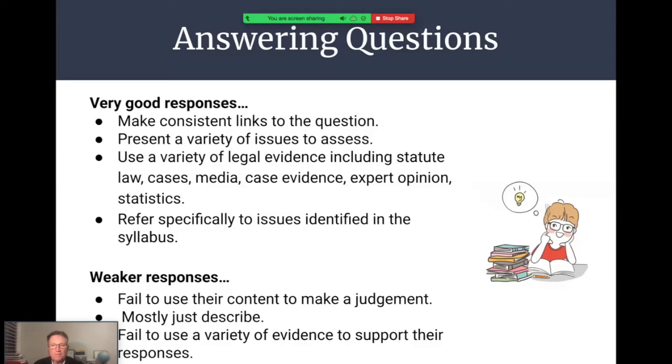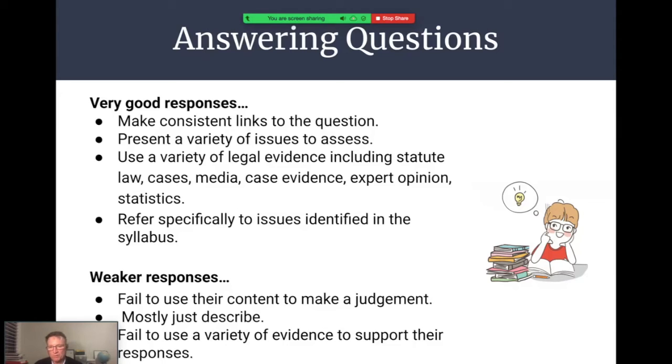Use a variety of legal evidence. Supporting your arguments with just simply a statute or a case is not good enough. Within your answer, you should have a statute, a case, some quotes from the media, some expert opinions, some statistics. There should be a broad range of evidence to support your general conclusions. And use the syllabus specifically. Use the words from the syllabus and the ideas from the syllabus.